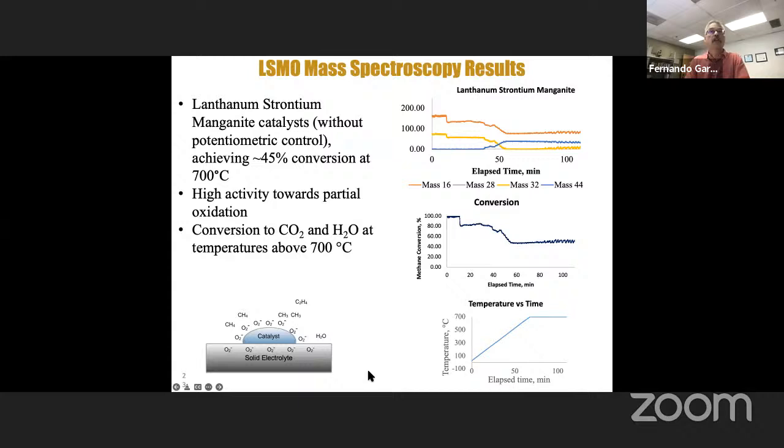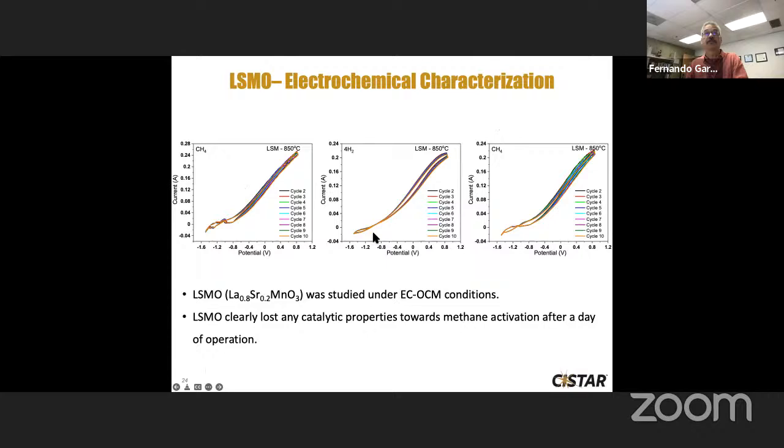If we look at the mass spectroscopy of the lanthanum strontium manganite, which we did before, this is the heterogeneous catalysis. We now have a mass spectrometer hooked up to our system. We can look at our methane conversion versus time and temperature, but the conversion was to either CO2 and water, or CO and hydrogen, depending on the oxygen concentration.